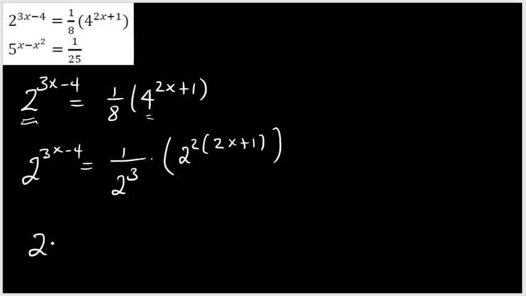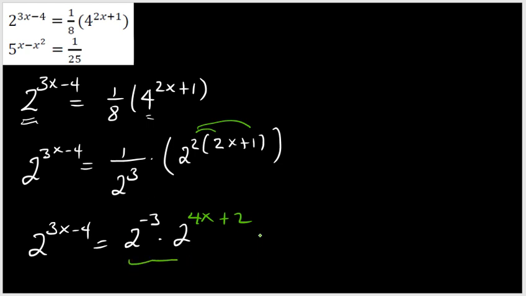This is the same as 2 the power of 3x minus 4 is equal to, here when you bring it up, 2 the power of negative 3 times 2 the power of, then this has to be distributed and multiply each of them. It's going to be 4x plus 2. Then let's complete this one. This is the same as 2 the power of, we can add the exponent, 4x minus 1. 4x as it is, but negative 3 plus 2 will be minus 1.